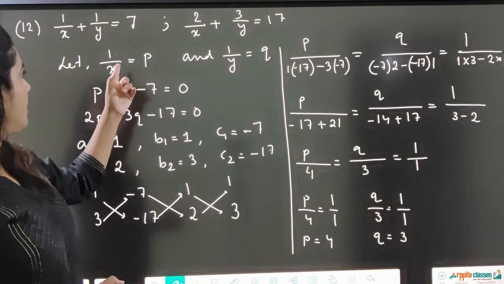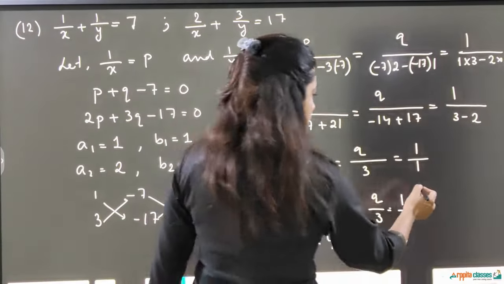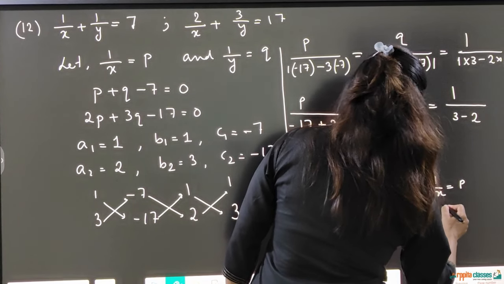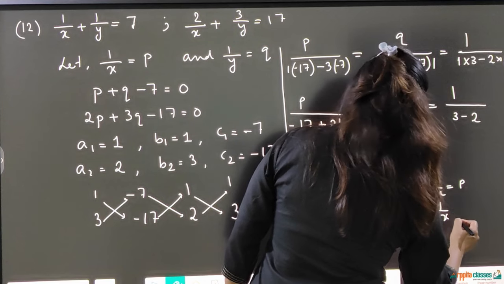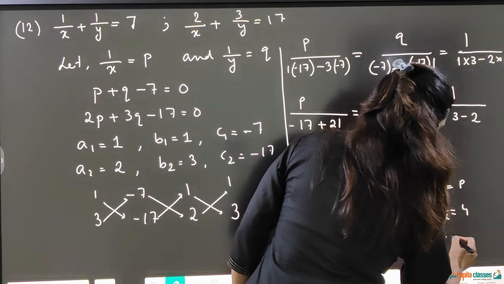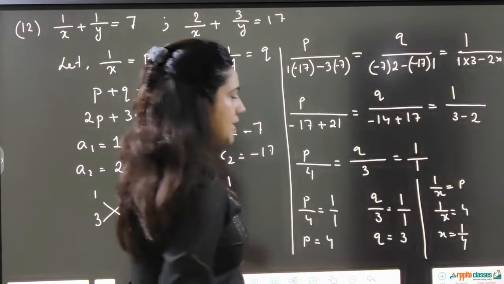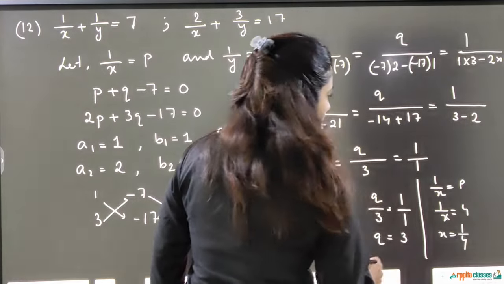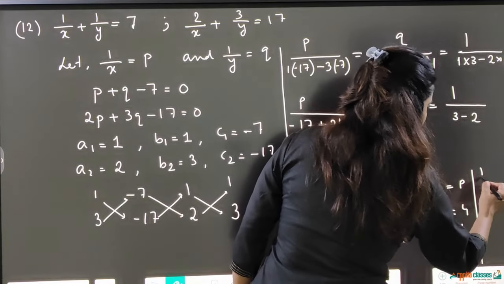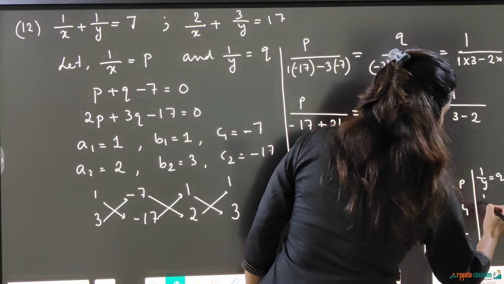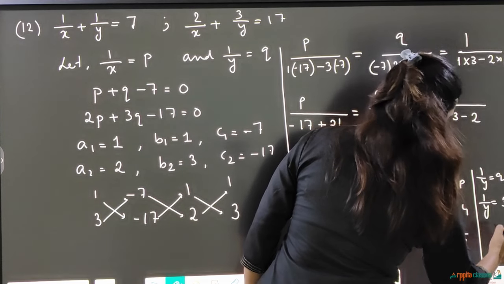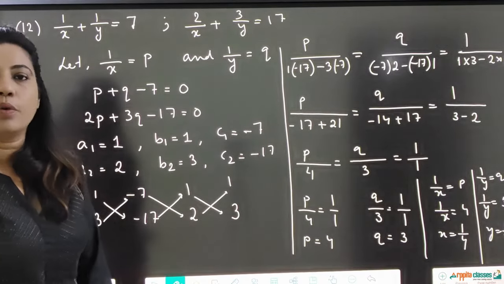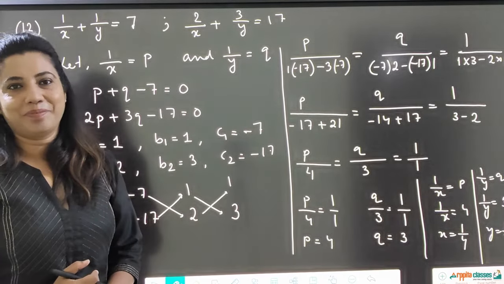Now what is p? p is 1 upon x. So 1 upon x is equal to p, and p is equal to 4. So x is equal to 1 upon 4. Similarly, q is 1 upon y. So 1 upon y is equal to q, and q we got as 3. So y is equal to 1 upon 3. So x is 1 upon 4 and y is 1 upon 3.